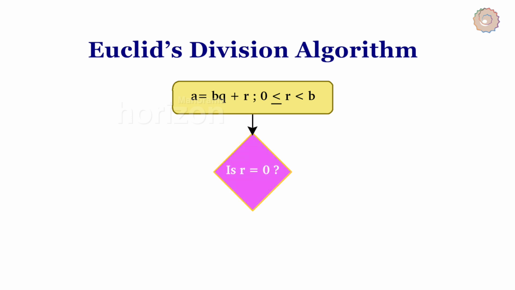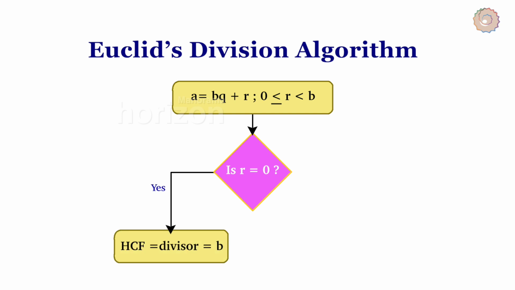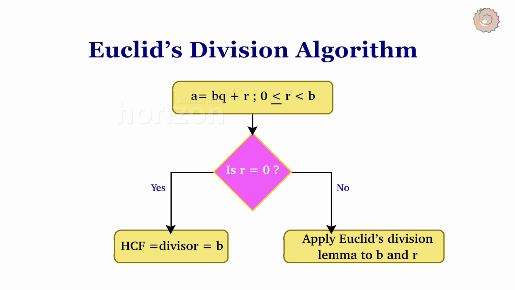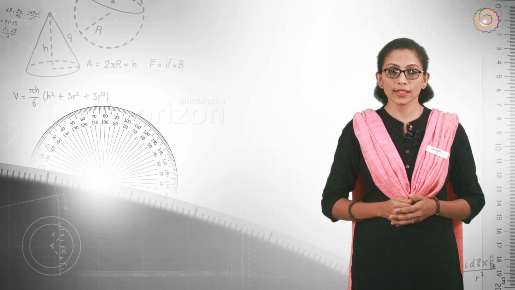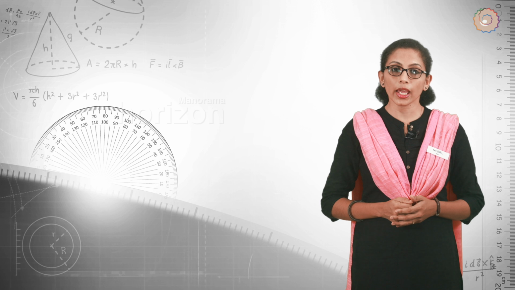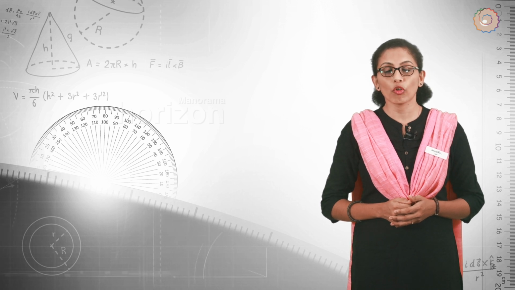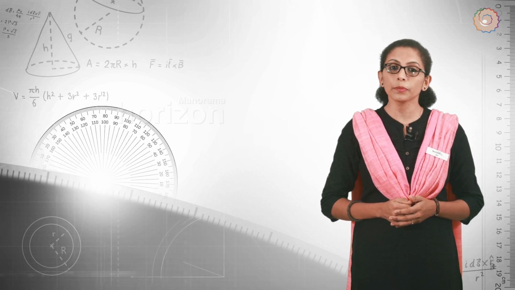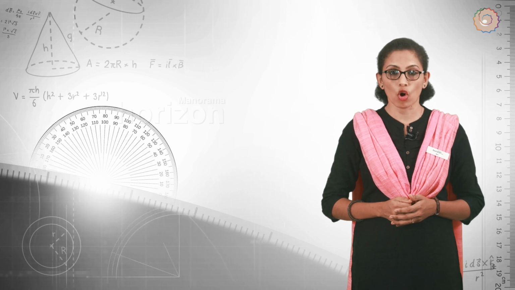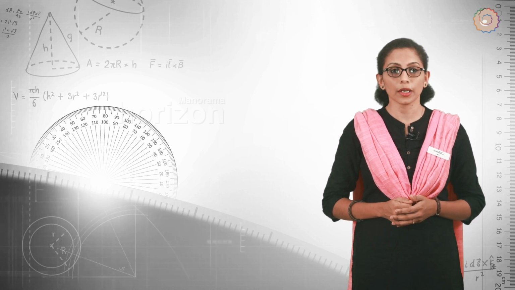Step 2. If r = 0, b is the HCF of a and b. If r ≠ 0, apply the division lemma to b and r. Step 3. Continue the process till the remainder is 0. The divisor at this stage will be the required HCF. This algorithm works because HCF(a, b) is equal to HCF(b, r), where the symbol HCF(a, b) denotes the HCF of a and b.